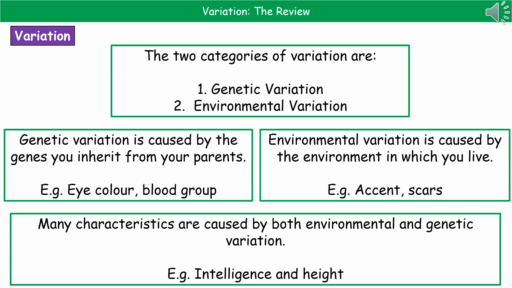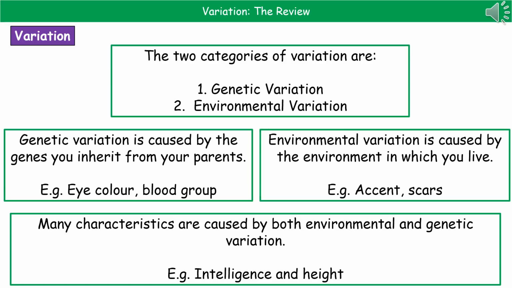We've got genetic variation and environmental variation. So genetic variation is just caused by the genes that you're inheriting from your parents, and those are things like eye colour, blood group, whereas the environmental variation is caused by the environment in which you live. So these are things that happen to you as life does. So things like your accent, whether you've got any scars, tattoos, anything like that is environmental.